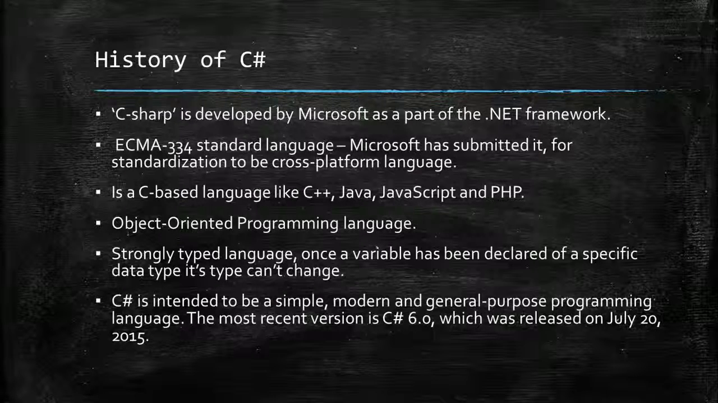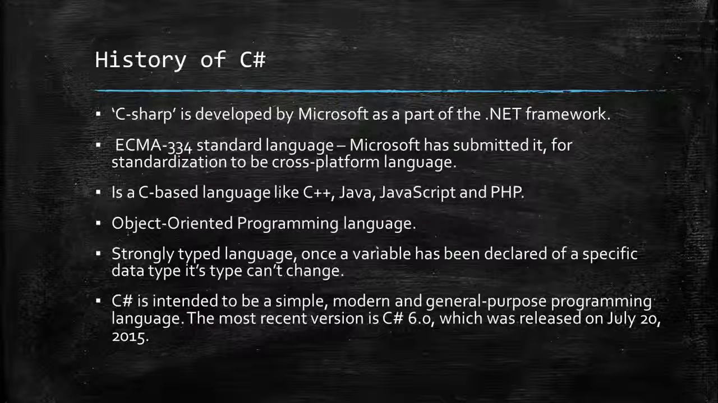C# is an ECMA standard language, which means that Microsoft has submitted it for standardization to be a cross-platform language. C# is a C-based language, which means that the syntax is going to be similar to C++, Java, JavaScript, and PHP. C# is an object-oriented programming language, which means that everything is an object of a specific class.